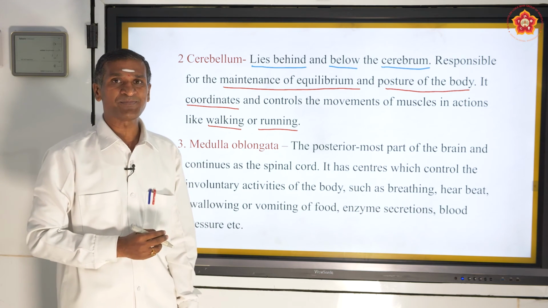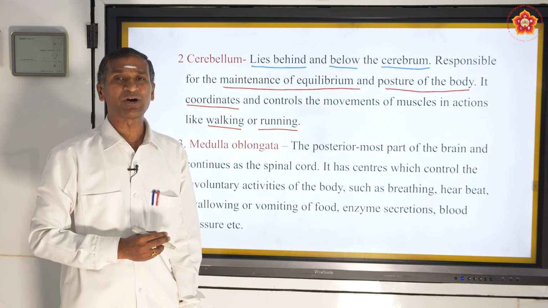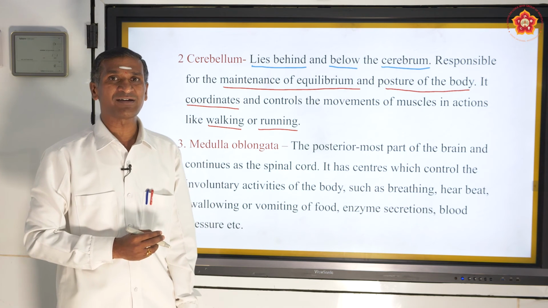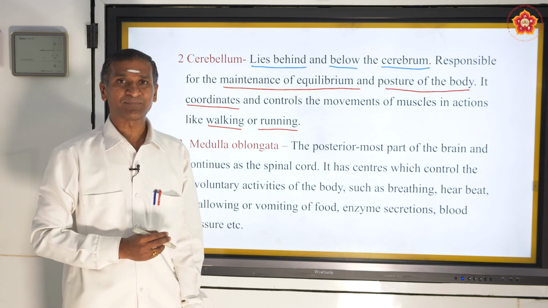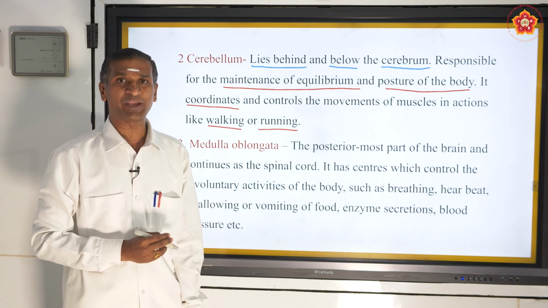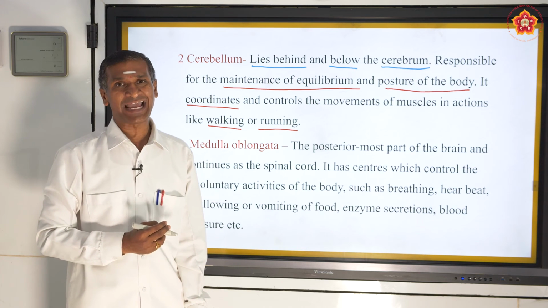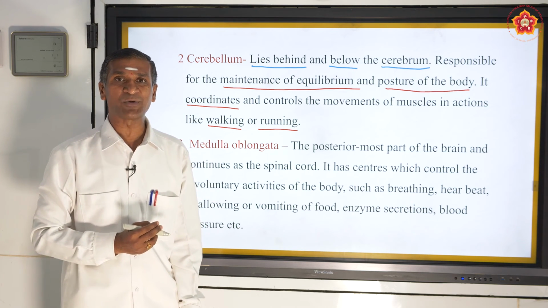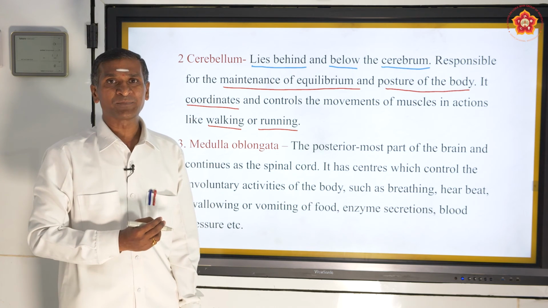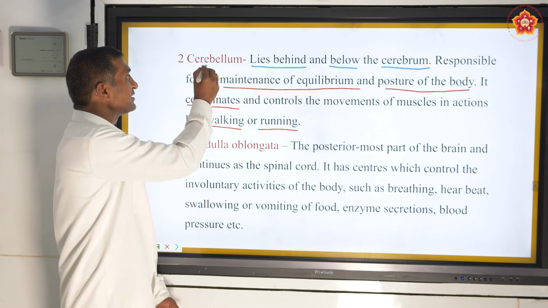So the cerebellum maintains the equilibrium state of the body organs, mainly the position of our standing, walking, running, jumping, skipping, hopping, whatever it may be. Voluntary activities are brought to an equilibrium state or normal condition mainly due to the cerebellum.